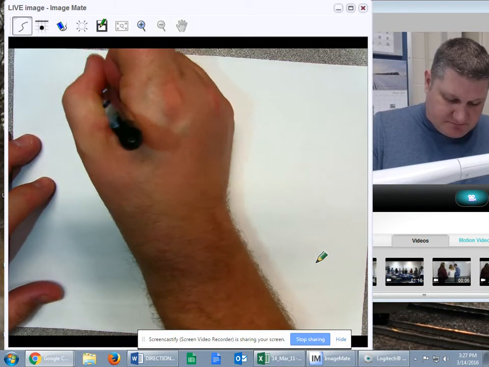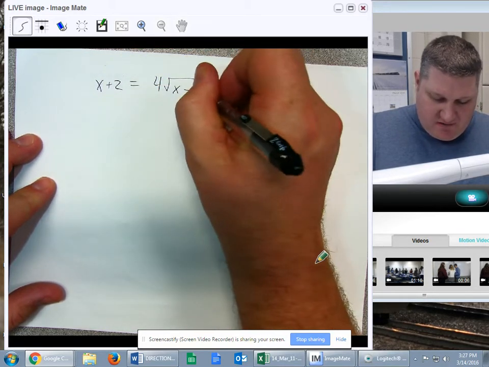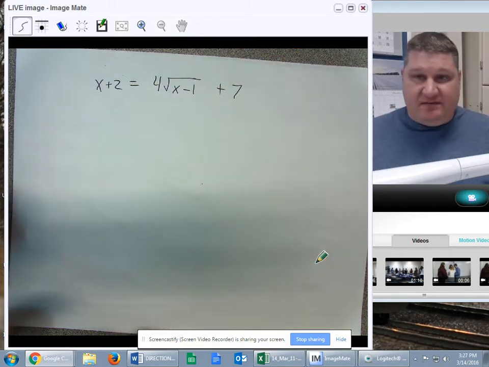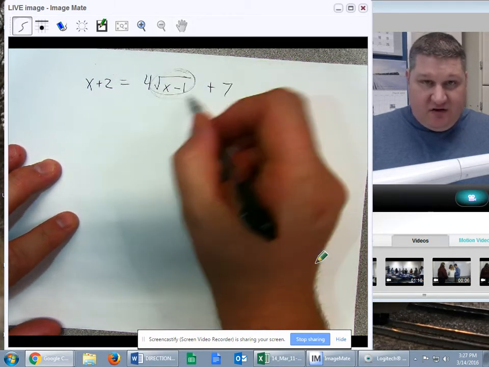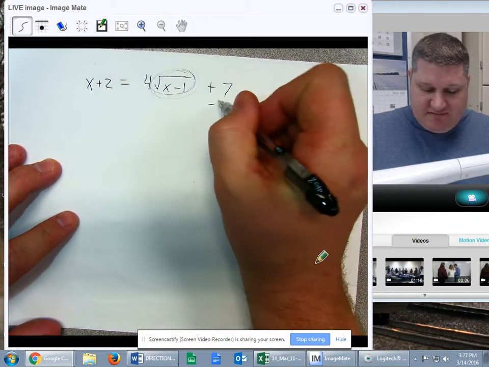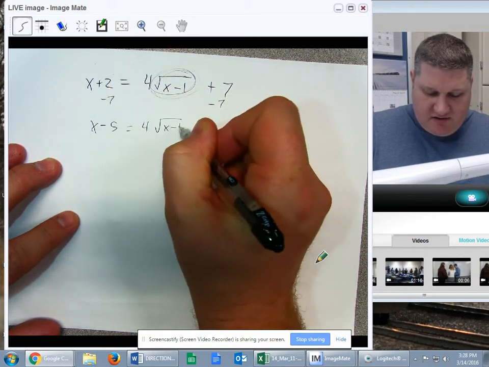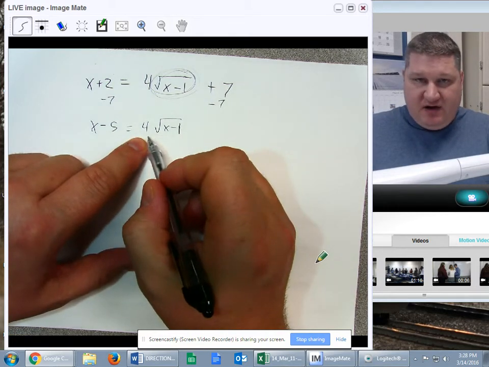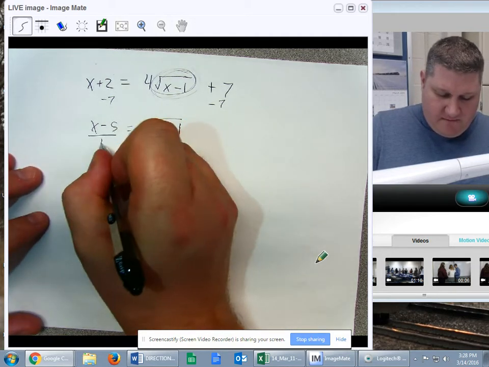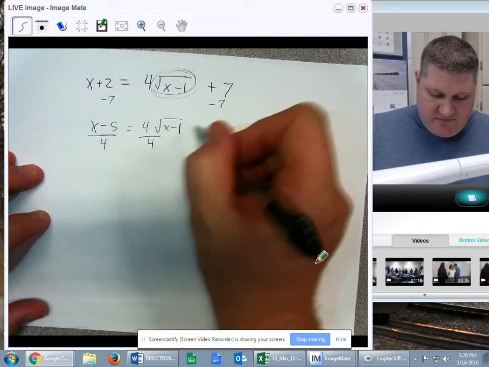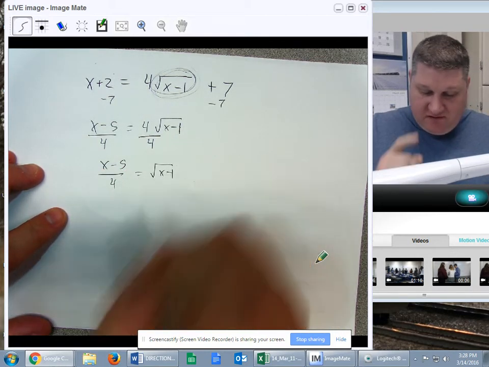Let's take a look over here. x plus 2 equals 4 times the square root of x minus 1, plus 7. In this case, I need to get the square root by itself first. So let's get rid of the plus 7 with a minus 7. x minus 5 equals 4 times the square root of x minus 1. Now I have a times 4, so let's get rid of it by dividing by 4. That means I have x minus 5 all over 4 equals the square root of x minus 1.